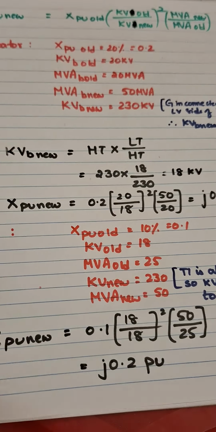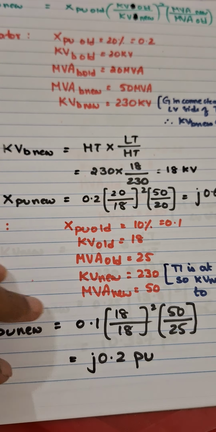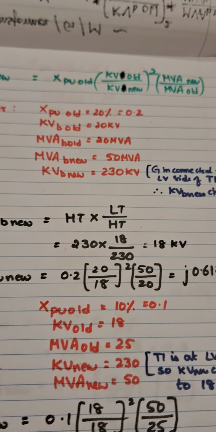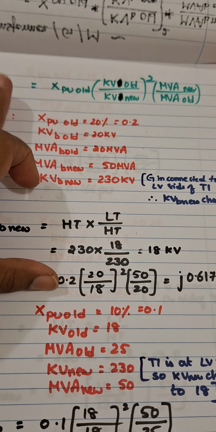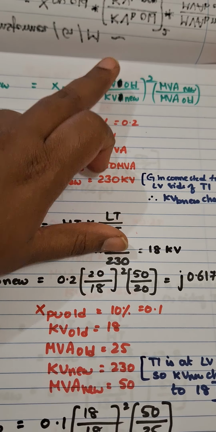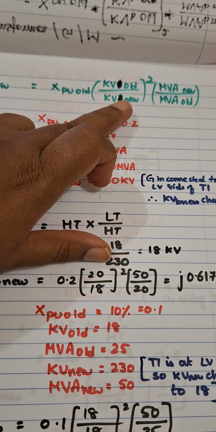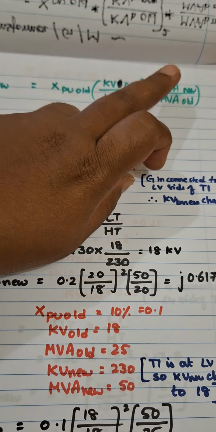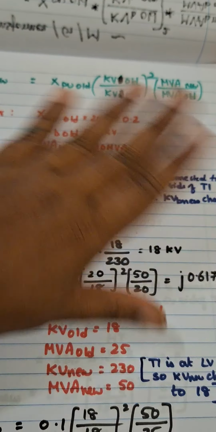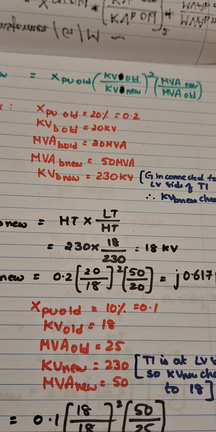So the tricky part is here. If you know the tricky part, the problem is solved. If not, it is a little difficult. The main thing you should remember is this formula: XPU new is nothing but old into kV old by kV new whole square into MVA new by MVA old. If you write new by old, or here you write old by new, or instead of writing whole square on this side you write it the other side, anything, the overall problem will collapse. So learn the formula first properly, understand the formula and then go further.